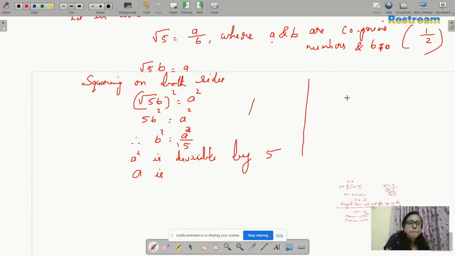Let us see this with a number, suppose 25. We can see that 25 is divisible by 5, right? 25 is in the table of 5. So take the square root. What is the square root of 25? It is 5. 5 is also divisible by 5. That is the meaning: if a square is divisible by 5, a is also divisible by 5.